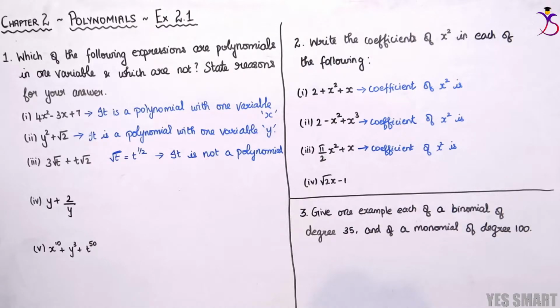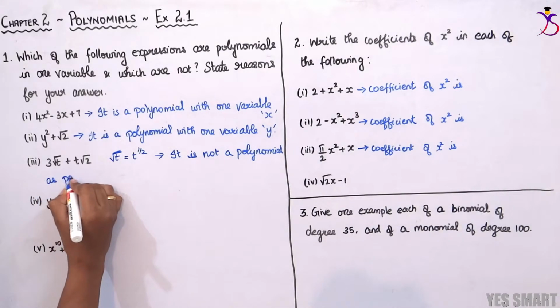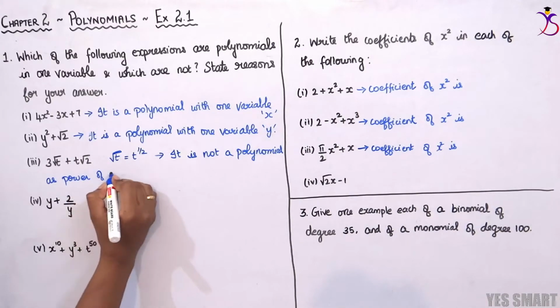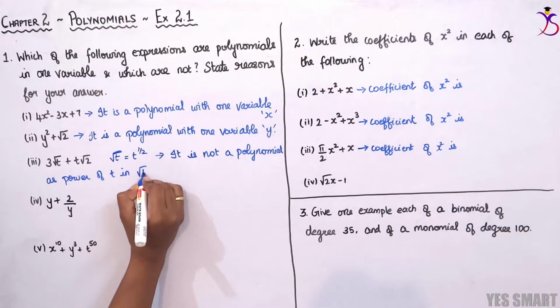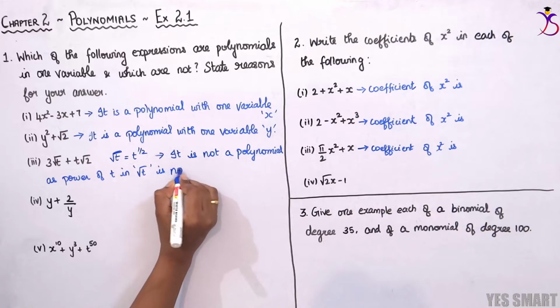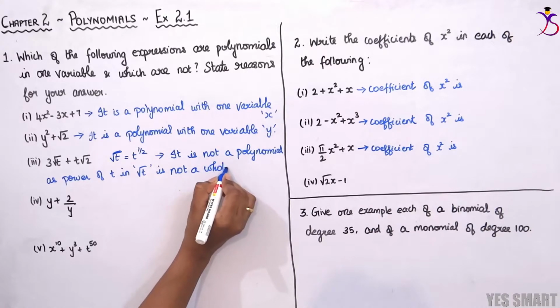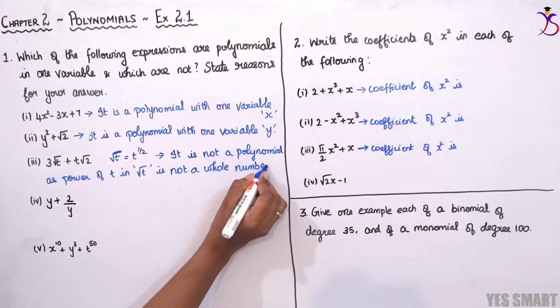Also, we are supposed to write the reason. Therefore, it is not a polynomial, as the power of t in square root of t is not a whole number, because 1 by 2 is not a whole number.